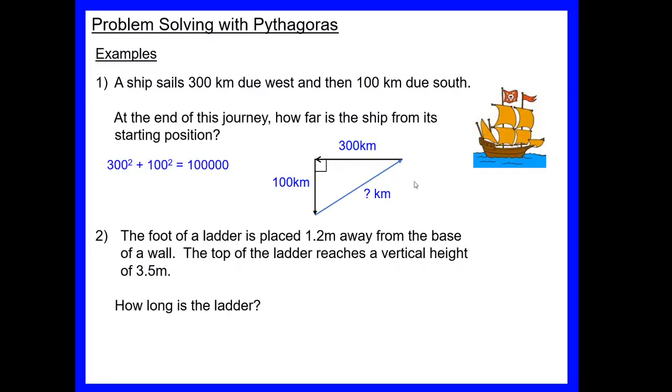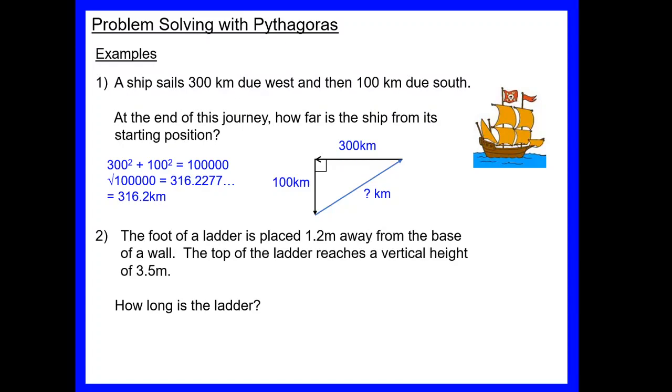So using Pythagoras then, 300 squared plus 100 squared is 100,000. Square root of 100,000 is 316.2277, etc. And we round that to a reasonable value. So I've gone with one decimal place here, 316.2 kilometres. Okay, our next one then.